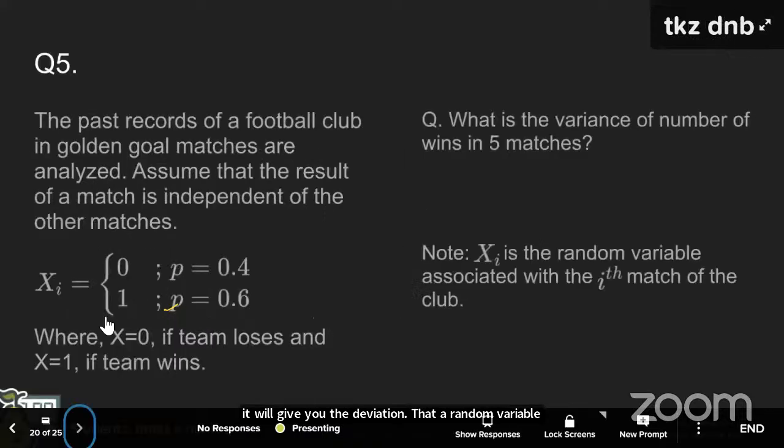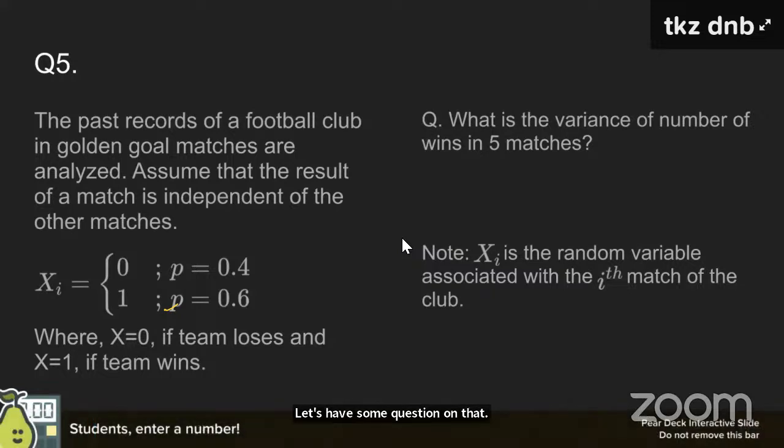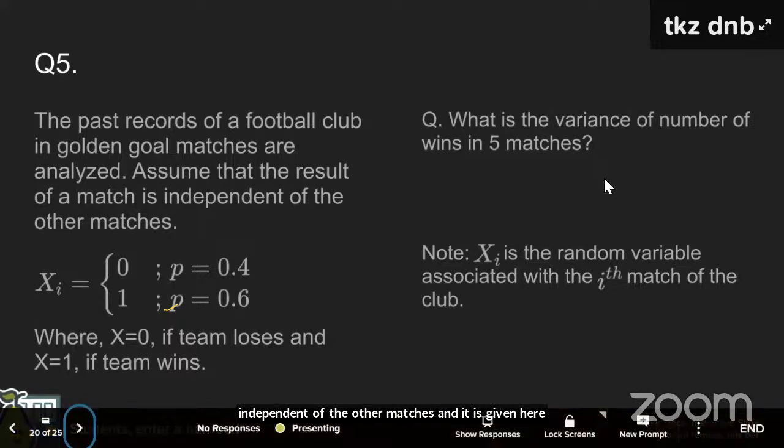Okay, let's have a question on that. The past record of a football club in golden goal matches is analyzed. Assume that the result of each match is independent of the other matches, as given here. What is the variance of the number of wins in 5 matches?